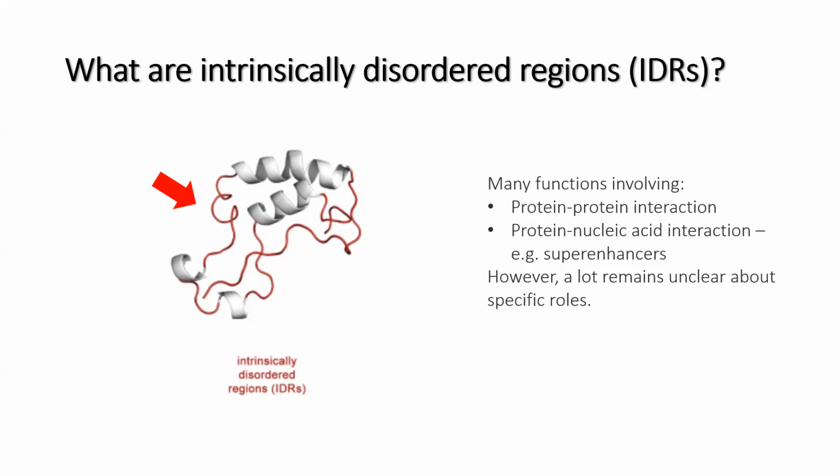They are involved in many functions, involving protein-protein and protein-nucleic interaction, as well as other things. I've put one example here of a super enhancer because this is a region where the IDRs of transcription factors interact with each other in order to regulate mass gene expression, for example. But there is still a lot that remains unclear about the specific roles and how these regions of proteins specifically function.